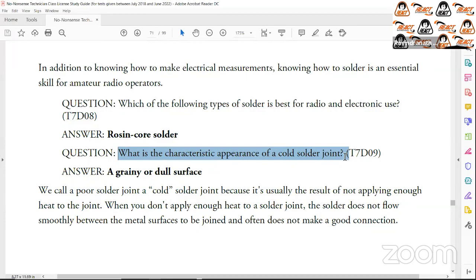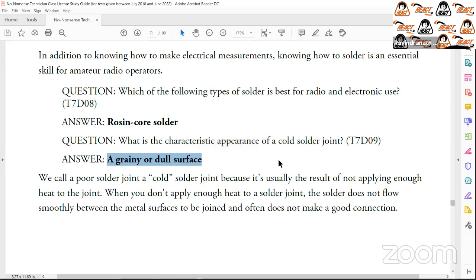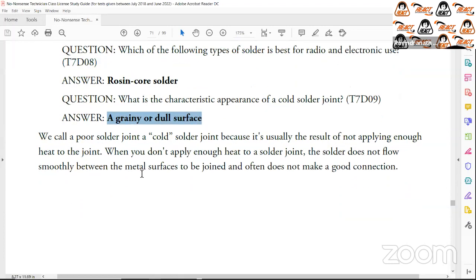What is the characteristic appearance of a cold solder joint? Remember, a cold solder joint is a bad joint, meaning it's not very effective. It wouldn't conduct properly. It might have a high resistance. As a matter of fact, the component might not even be connected to the circuit at all, right? So a cold solder joint is a bad joint. How can you tell what a cold solder joint is? How does it look? It looks grainy or dull, as opposed to a good solder joint, which looks very nice and shiny. You might be able to see your face in it.